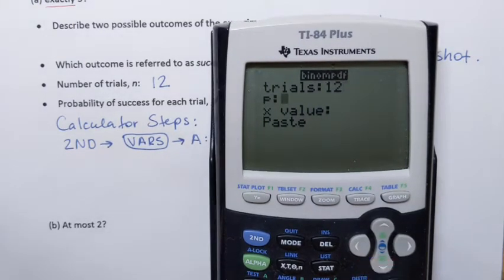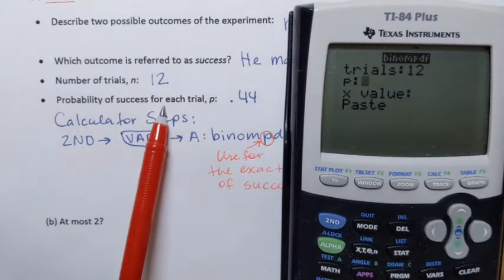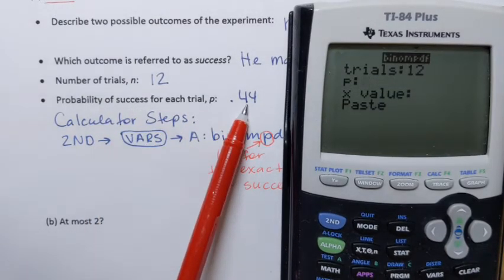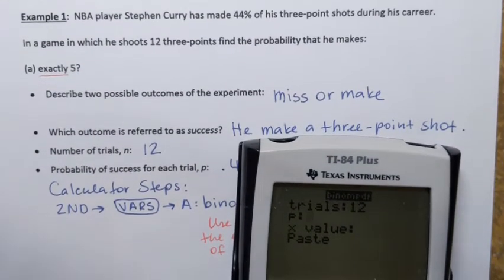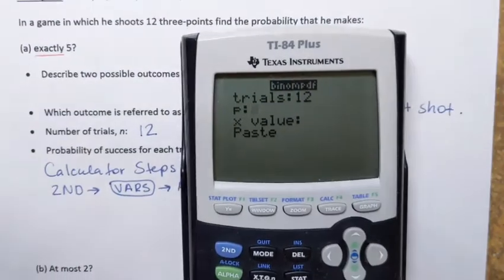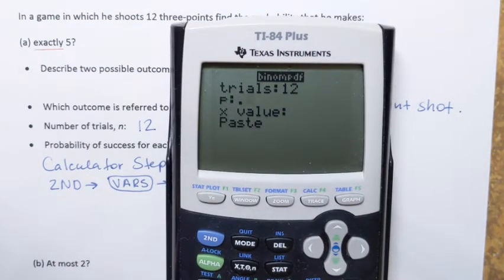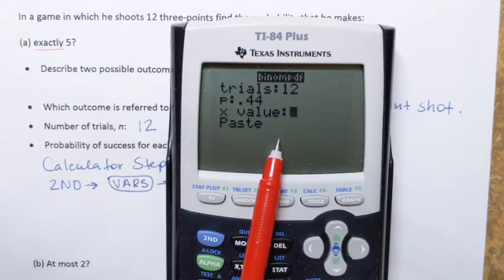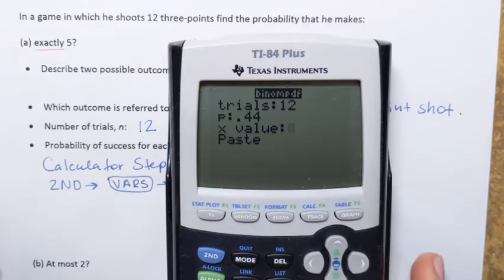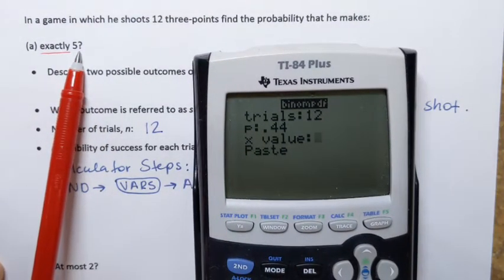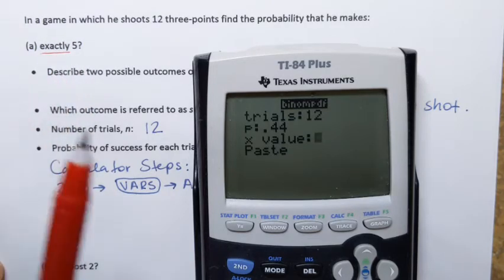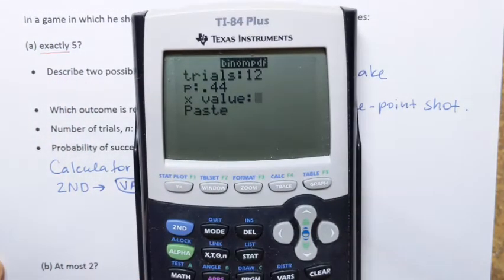Now, P. P stands for probability of success in each trial, and that's 0.44 from the given 44%, his historical success with 3-point shots, right? So P stands for probability of success in each trial, and it's 0.44 in this case. And now X value is the number of desired successes. Remember, we're trying to calculate the probability that he's going to make exactly 5 3-point shots. So that's the desired number of successes, and that's what X value is, 5.